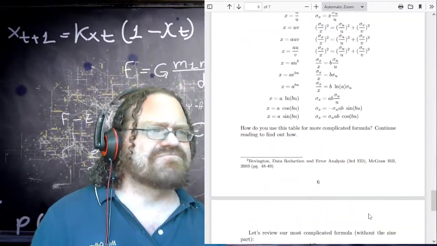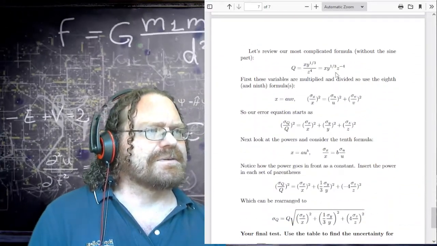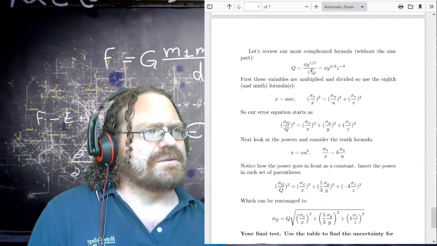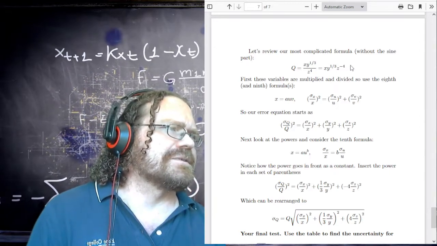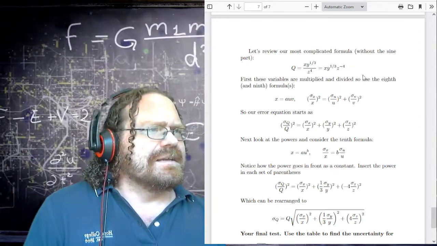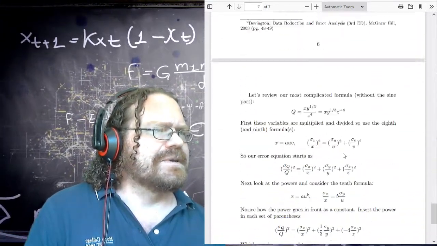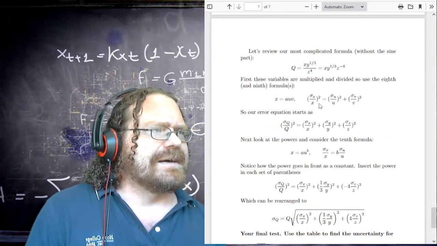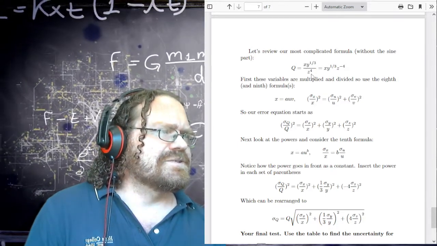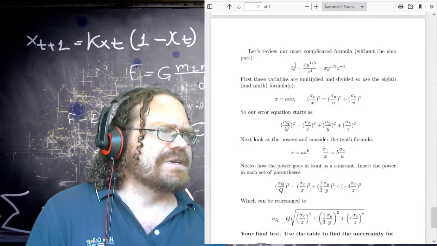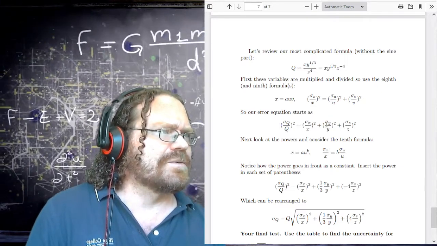Okay, so how to use this table? Well, let's take a look. Let's go back to our most complicated formula without the sign part, okay? So we get x, y to the 1/3, z to the 4th, which is the same thing as z to the negative 1/4, okay? Now, if we were to scroll back up to the table, we could see that it's these formulas right here in the middle, and so using the multiplication one, let's just take each of these variables and we see that relationship. And so we get sigma q over q squared is equal to sigma x over x plus sigma y over y and sigma z over z.